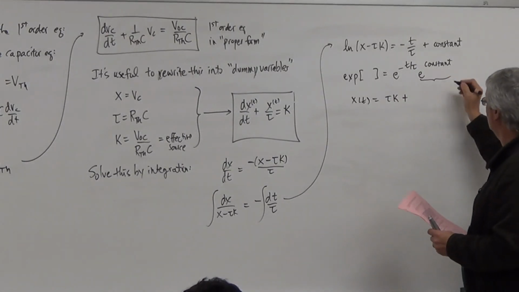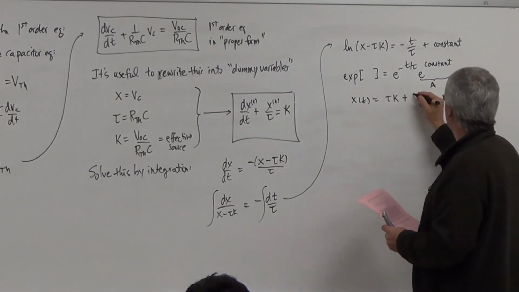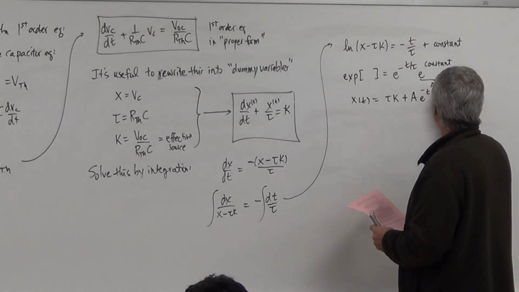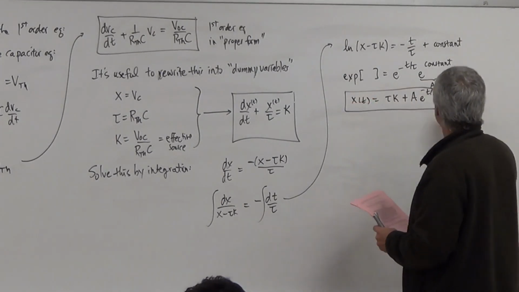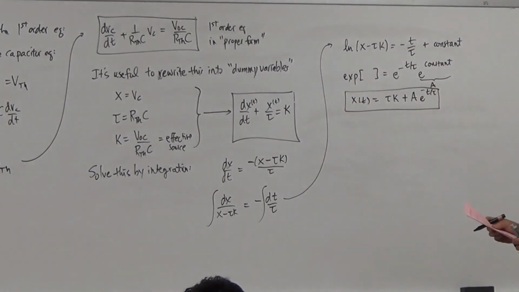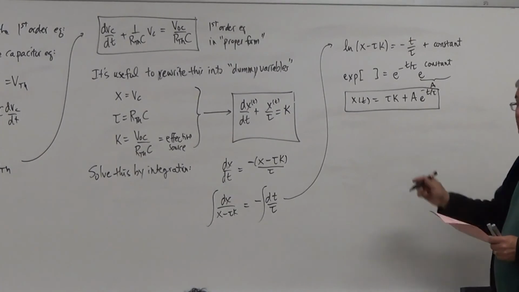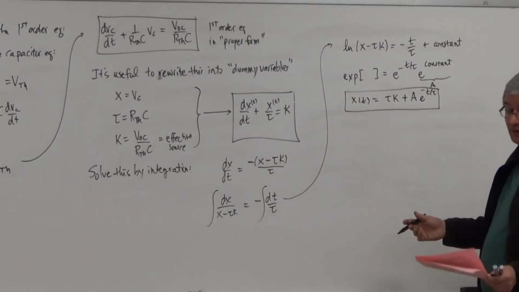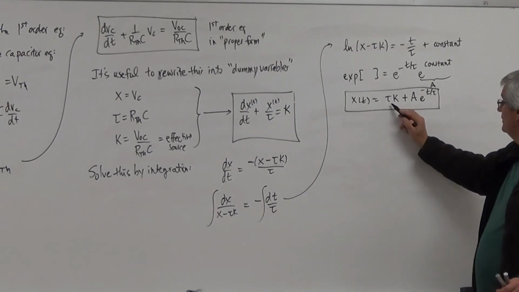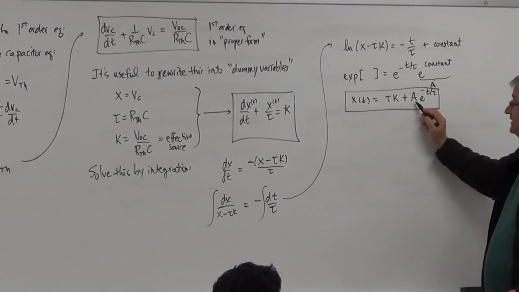What should we call this constant? I think I called it a. So then I'm going to get a e to the minus t over tau. So this is the solution that I have right here. What I need to do now is force my conditions. I know what tau is, but I've got to force that condition A.